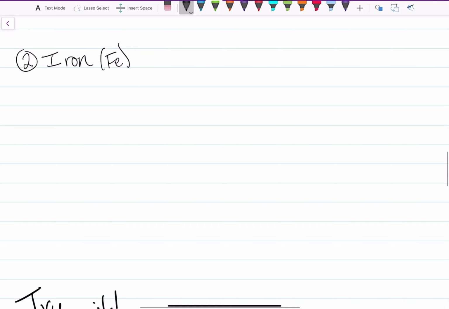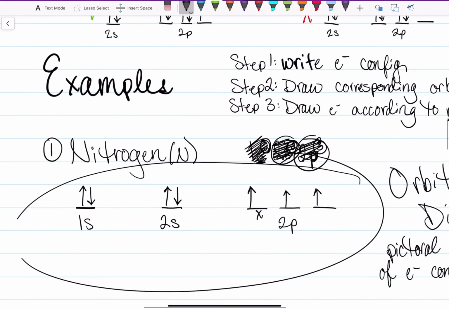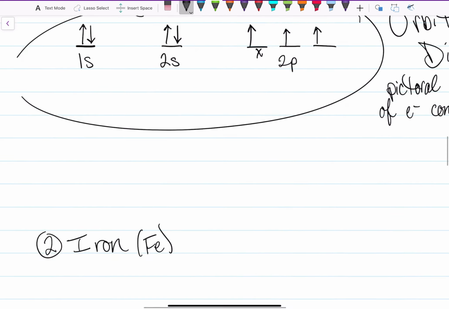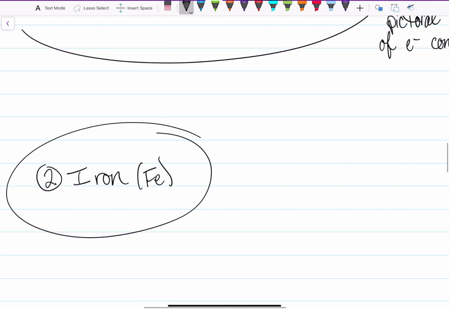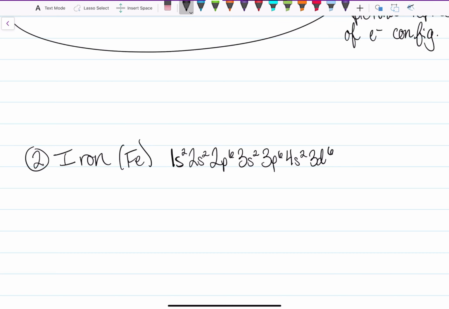The next one we're going to try is iron. We remember our first step from up here is to write out the electron configuration. So take a second and write out the electron configuration for iron. Go ahead and pause the video. Okay, let's check out your electron configuration. Your electron configuration should be 1s2, 2s2, 2p6, 3s2, 3p6, 4s2, 3d6.